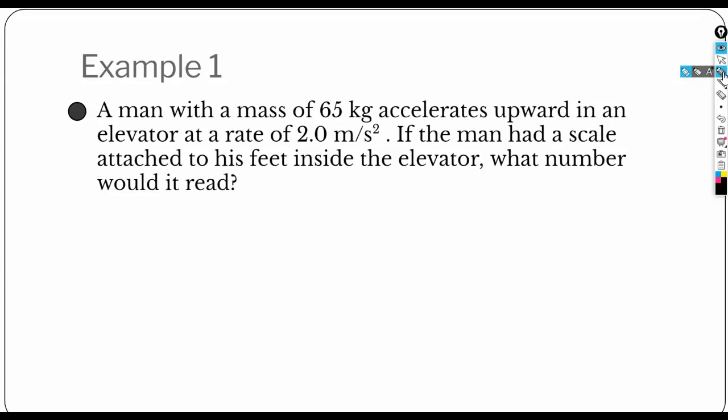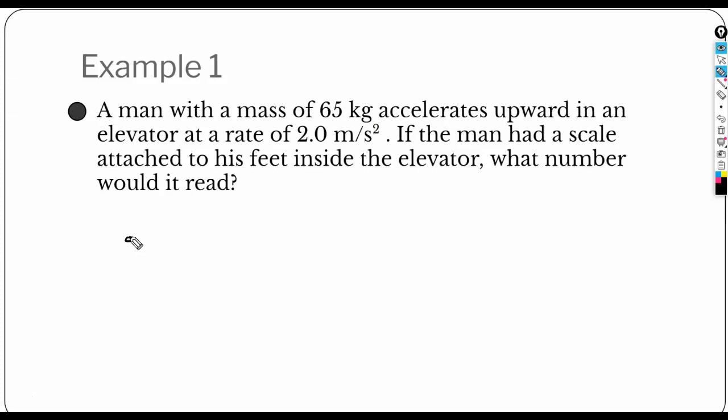Okay, so example 1 says a man with a mass of 65 kilograms accelerates upward in an elevator at a rate of 2 meters per second squared. If the man had a scale attached to his feet inside the elevator, what number would it read? Okay, now I want you to pause it here. Try to do example 1 on your own. Go through the process, follow the steps that we've been using to solve Newton's second law problems. Try to do example 1 on your own, and let's see how you do.